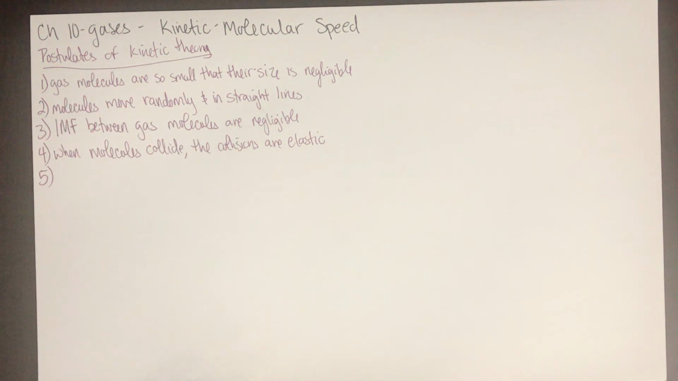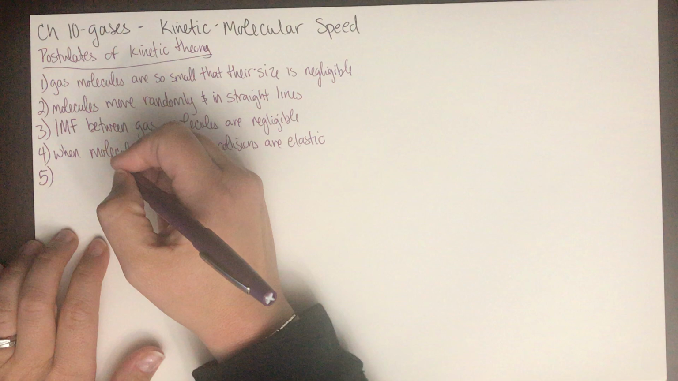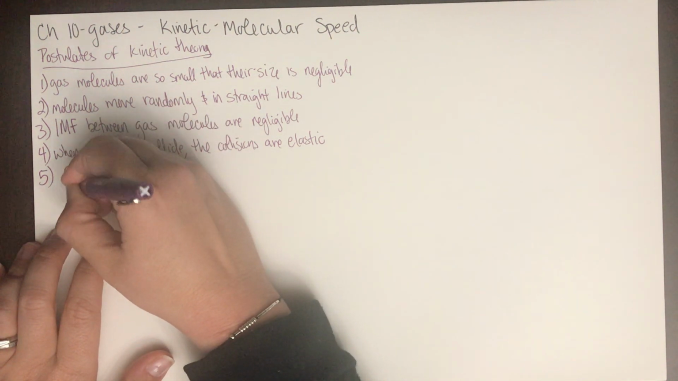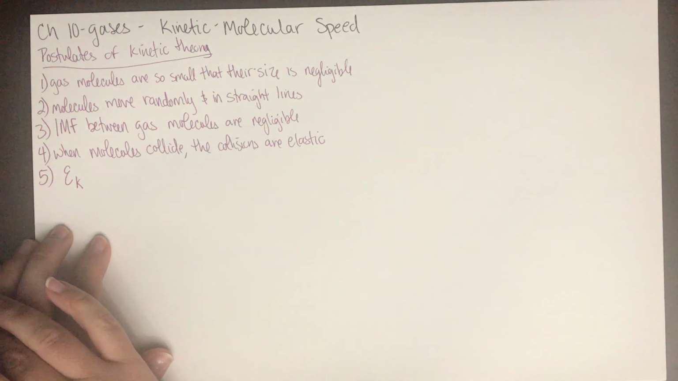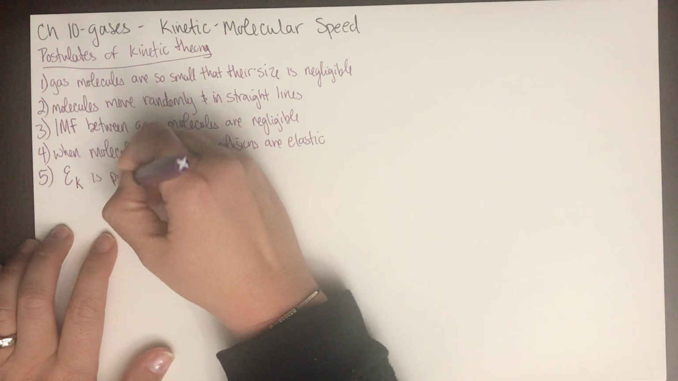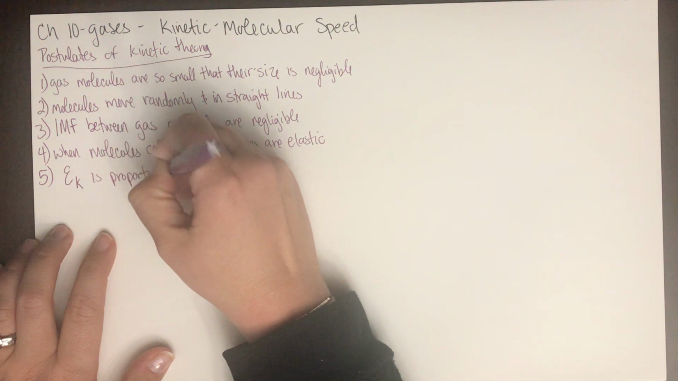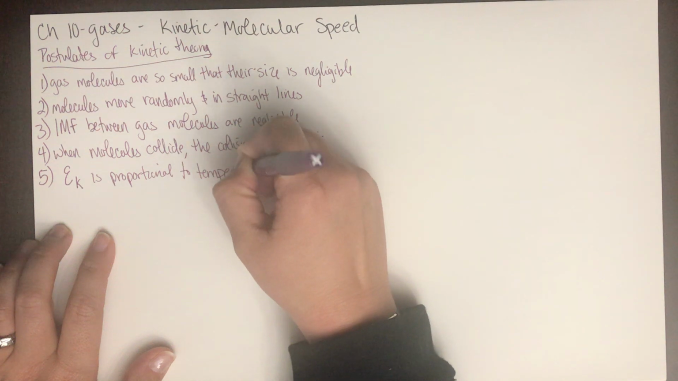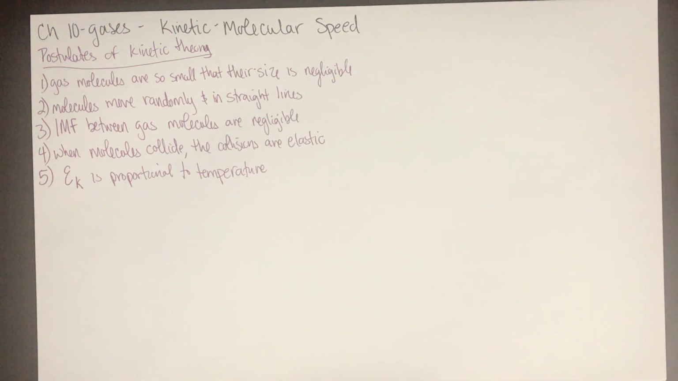The fifth postulate of kinetic theory says that the average kinetic energy of a molecule is proportional to the absolute temperature. So I'm going to say average kinetic energy, abbreviated E sub K, is proportional to temperature. So these are the 5 postulates of kinetic theory.